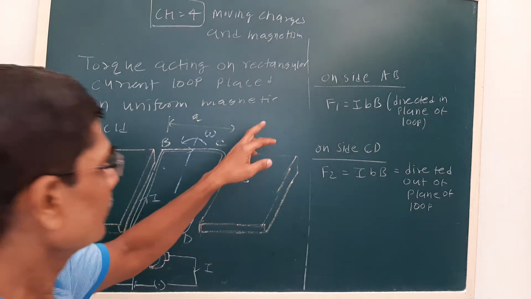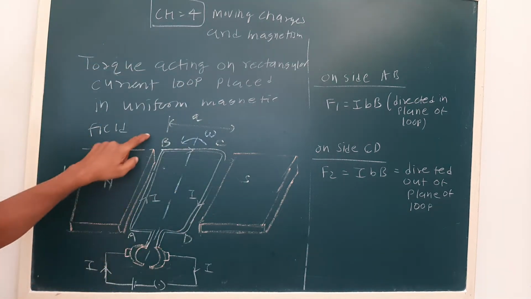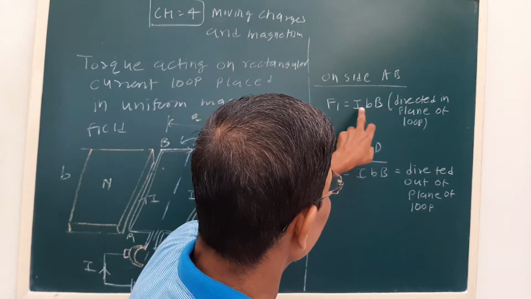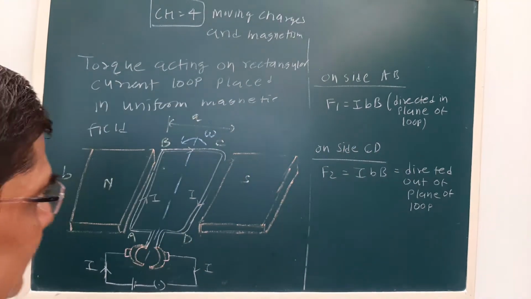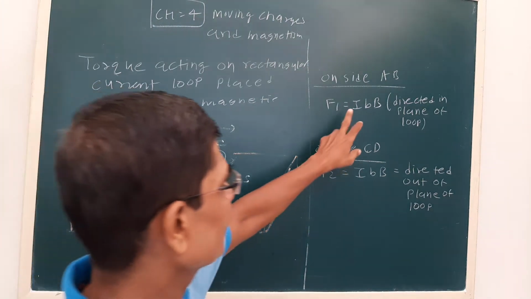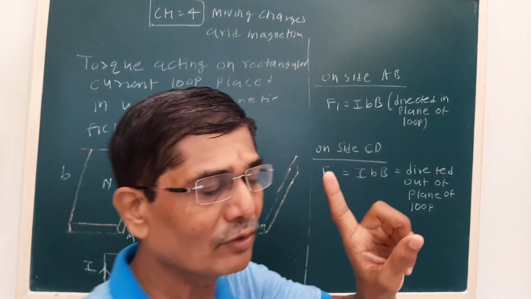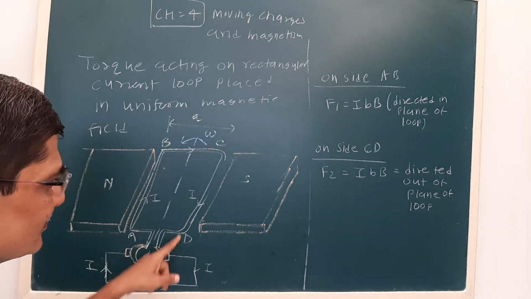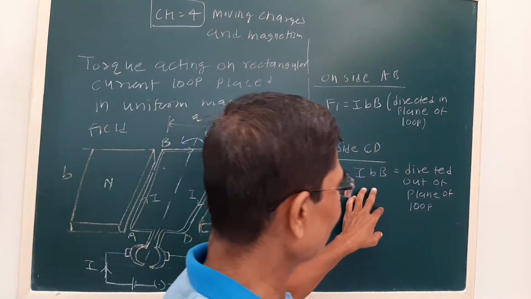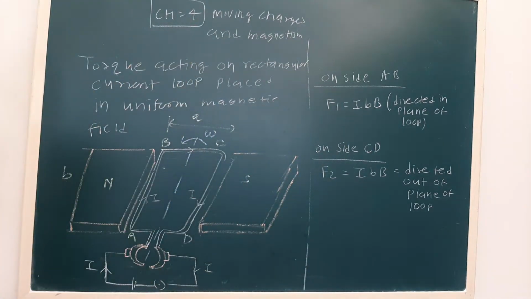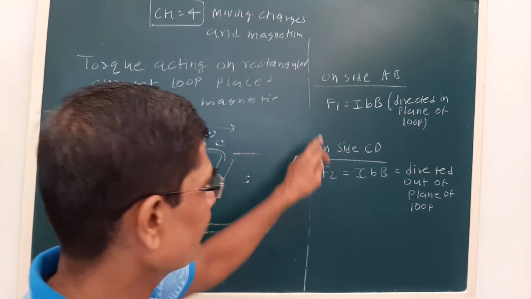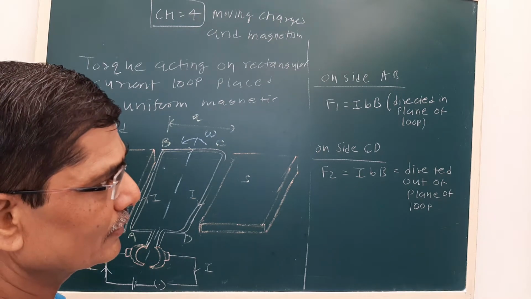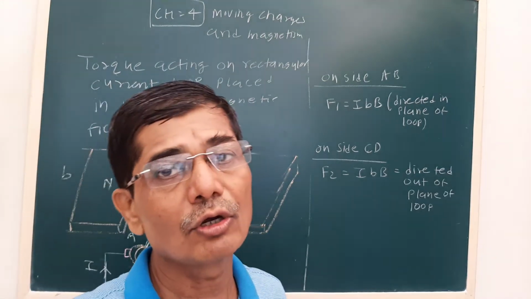Now we have to calculate the force on side AB, which is equal to b. The current is I, so the force F1 is equal to IBb. Here theta is 90, so the force will be maximum: IBb sin 90, and sin 90 is 1. The direction is going inside the plane. Similarly, the force on arm CD will be equal to IBb, directed out of the plane of the loop. So F1 and F2 are two forces of equal magnitude but in opposite direction, and also non-collinear.